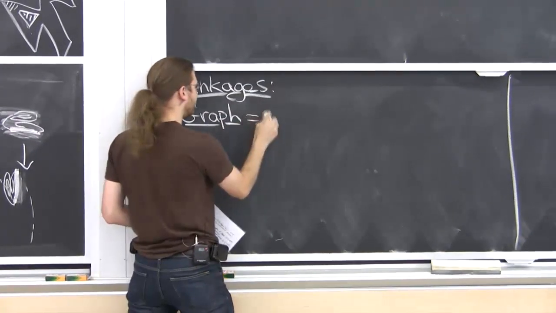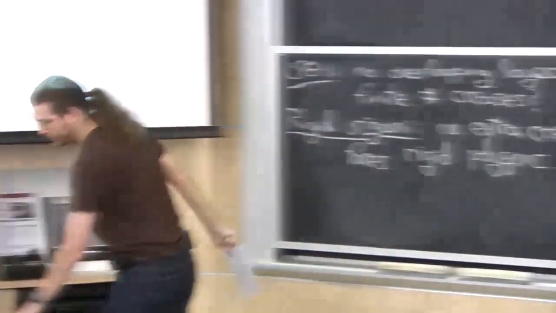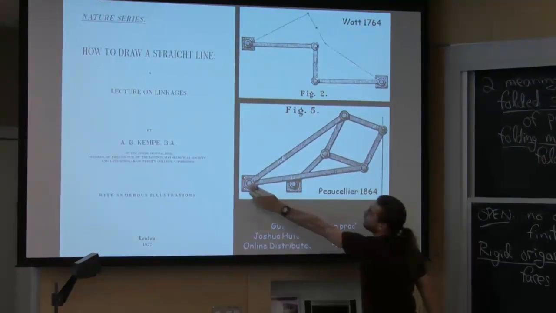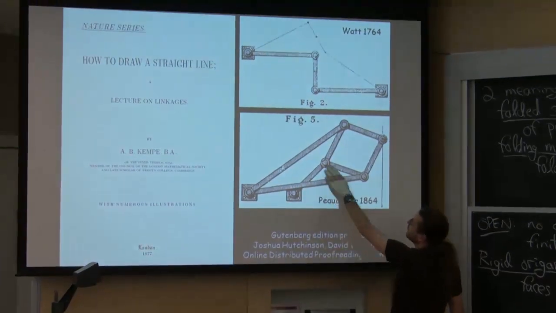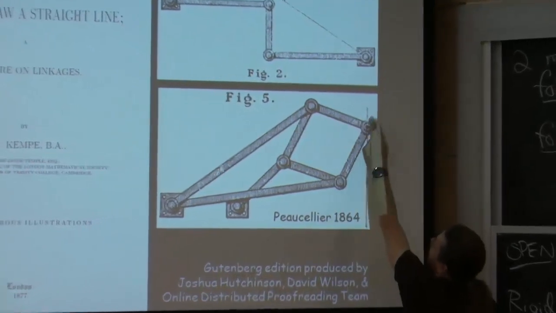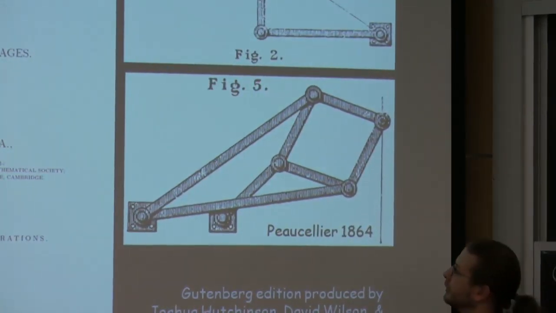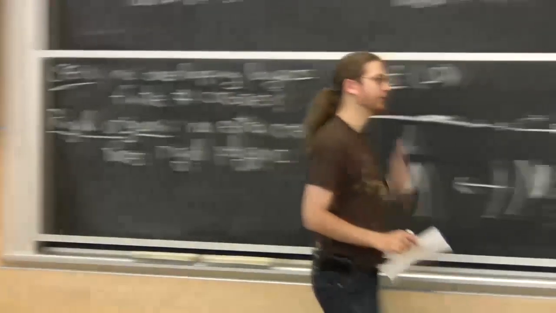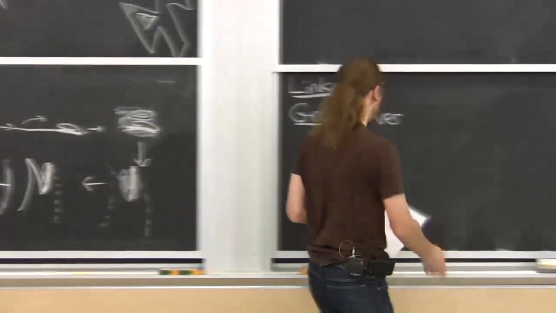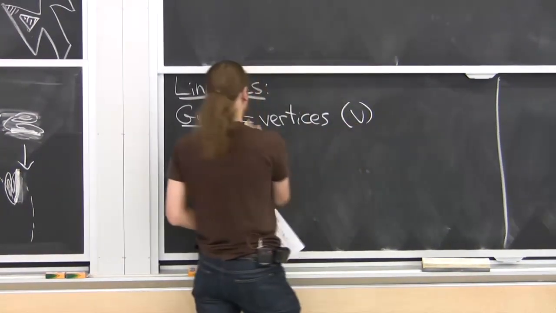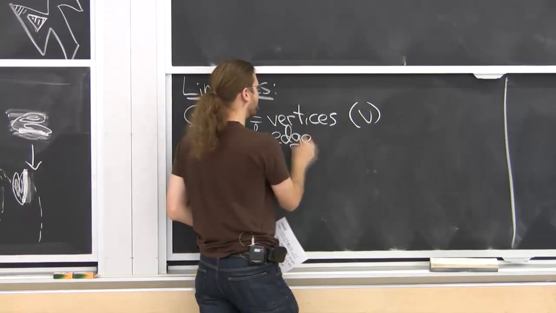But we care about various levels of linkages. Let me remind you, in general, a linkage is going to be something like these guys. This is the Peaucellier linkage. These guys were pinned to the projector screen. These guys were flexible. These are rigid bars. And this guy ended up tracing a straight line as this thing moved. So that's the thing we want to model mathematically. We're going to have zero thickness, just like with paper folding. We're going to have vertices where things come together, and we're going to have edges, which are those rigid bars.